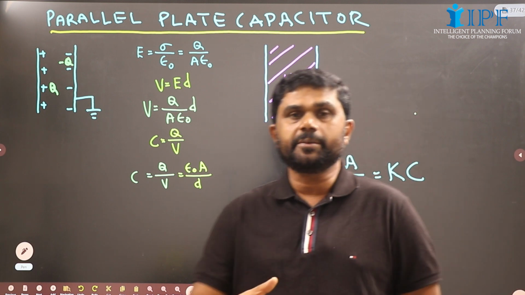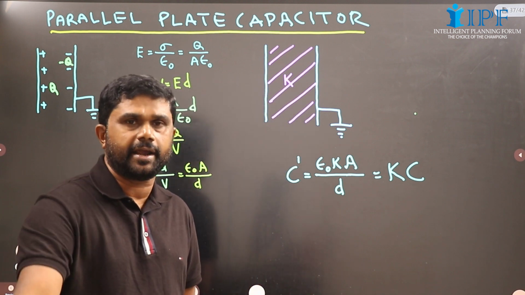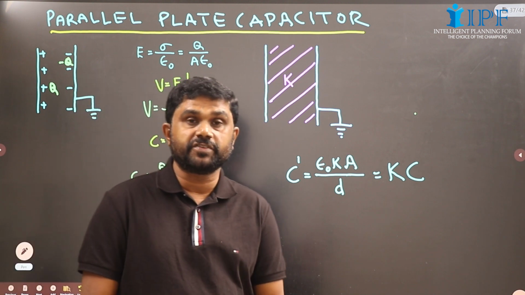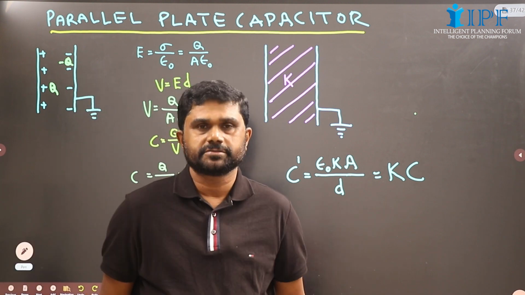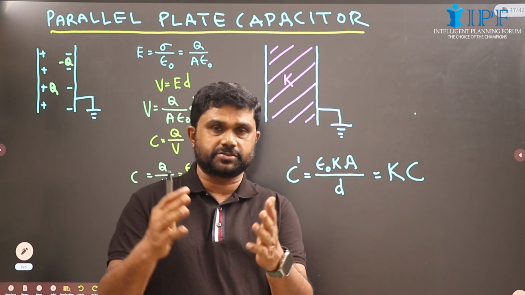Now suppose the medium between the plates is being filled with a medium of dielectric constant K, then the capacitance C dash will be K times the capacitance with the air in between the plates.